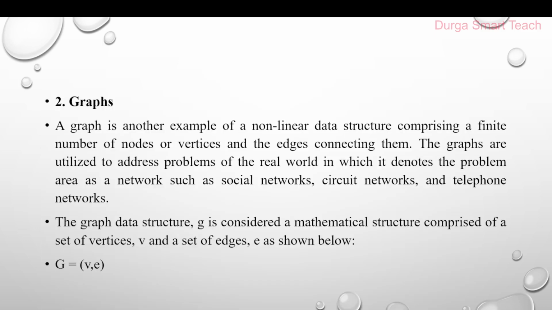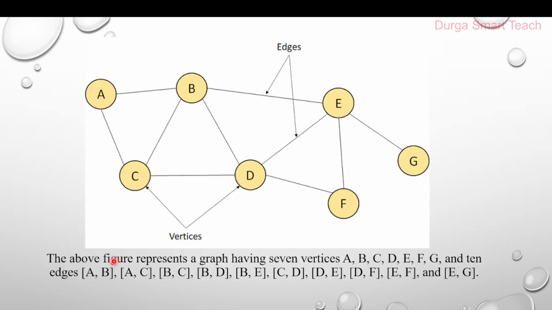The next one is graph. Graph is an example of non-linear data structure. Why? Because the data is not stored in a sequential format. Graphs are utilized to address real world problems in which the problem area is denoted as a network, such as social networks, circuit networks and telephone networks. Simply we can say a graph is a collection of vertices and edges. V represents vertices, edges are represented with E. This is the graph representation.